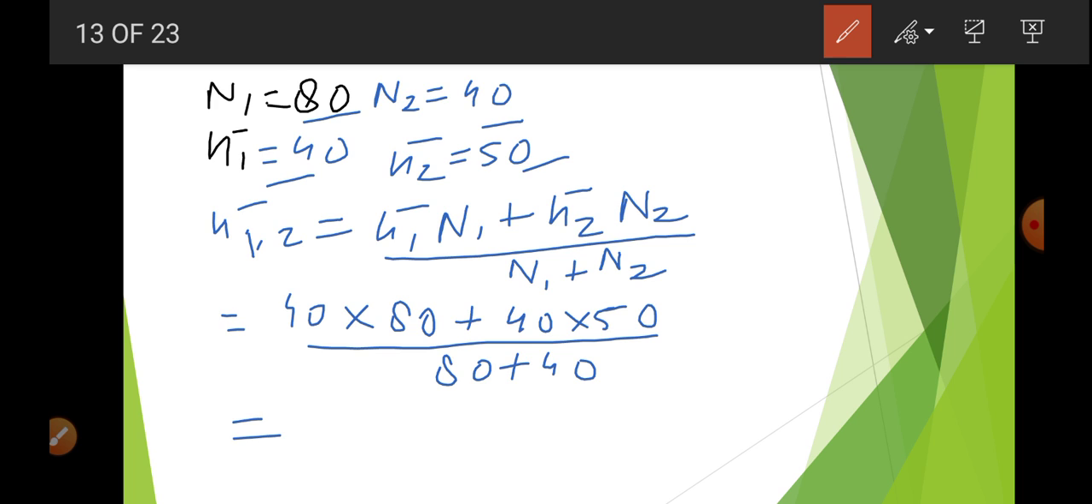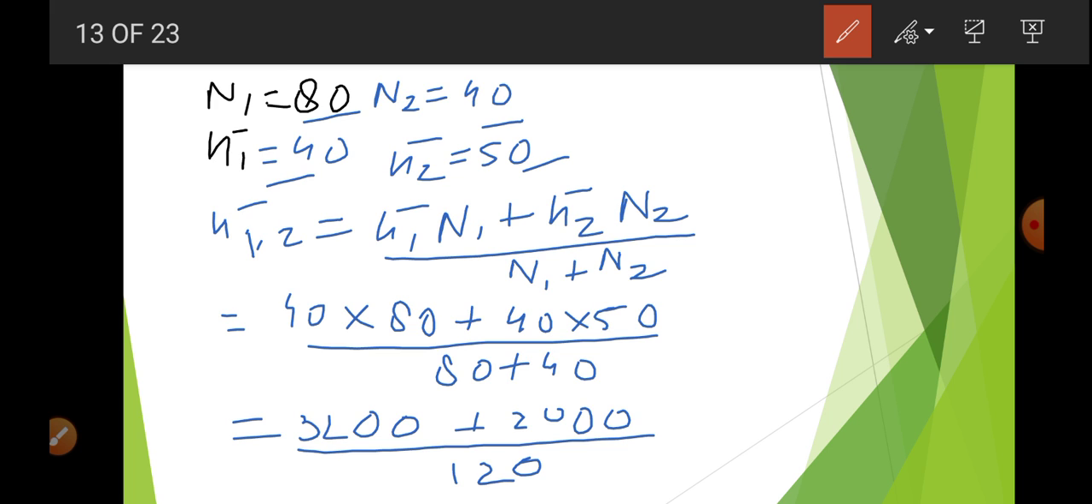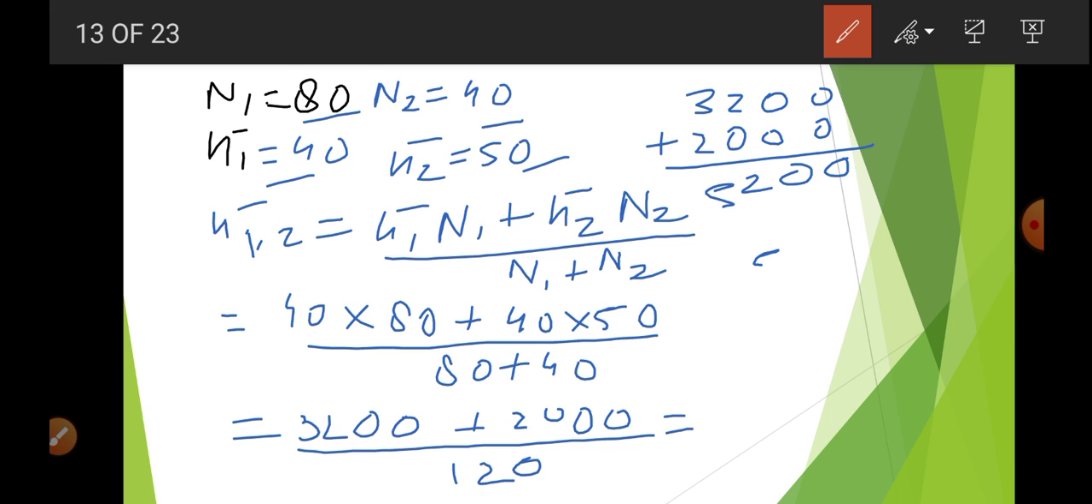So 8 fours are 32, okay. Now 5 fours are 20, upon 8 plus 4, 12. So 120. Now we are going to add it. 3200 plus 2000, so we get 5200 upon 120. The zeros cancel.